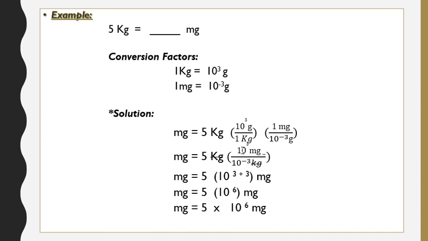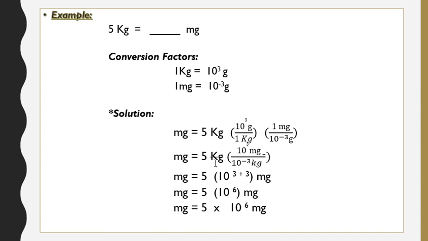So we have 10 to the power of 3 milligram. Next, 1 kilogram multiplied by 10 to the power of negative 3 gram. So we have 10 to the power of negative 3 kilogram. Next, 5.